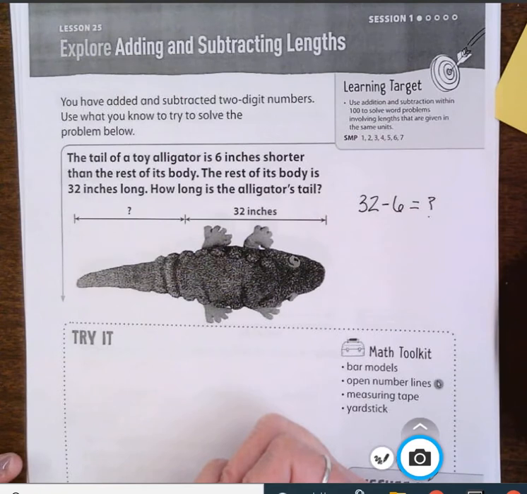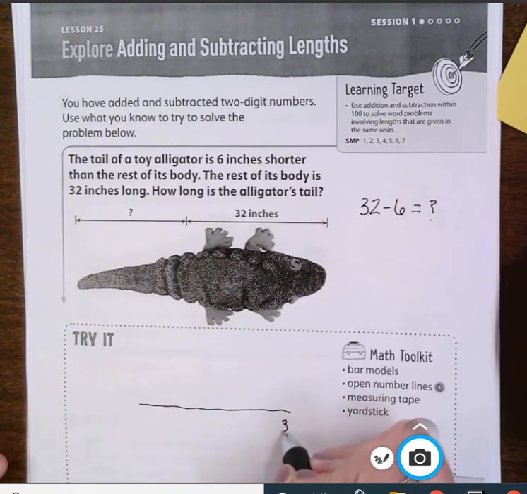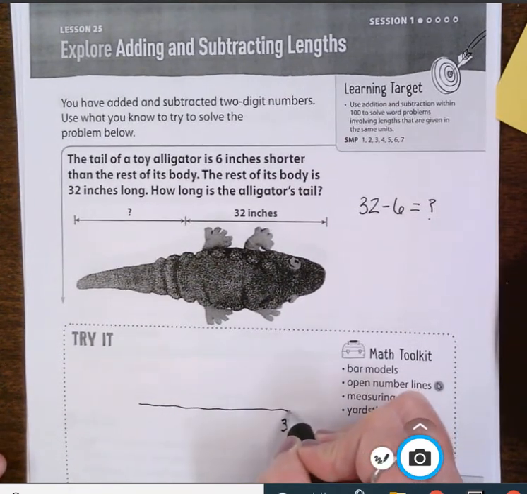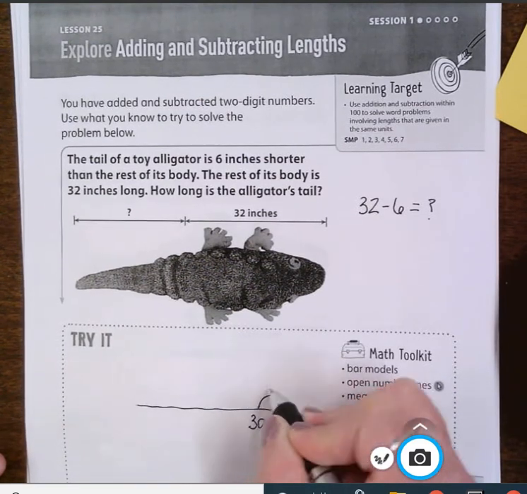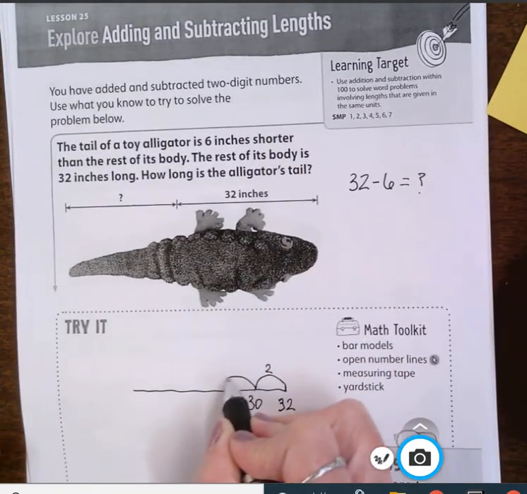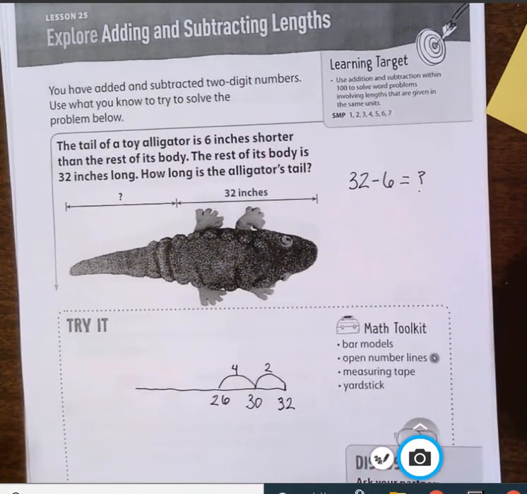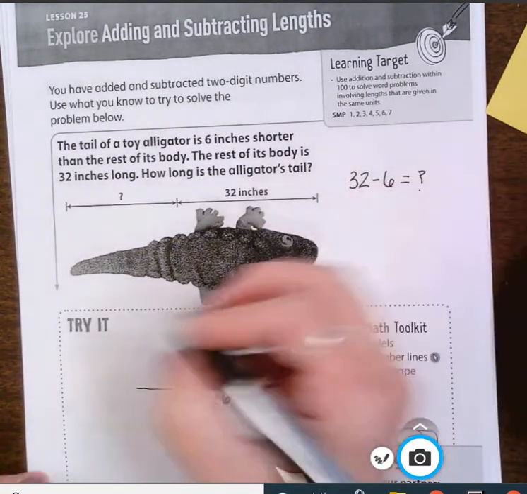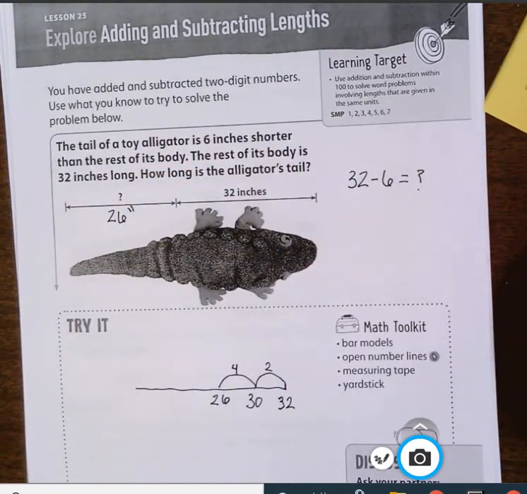32 minus 6. Well, we could do a number line. And if we go back 6, let's go back to 30. So that's 2 jumps, and then 4 more. So that'd be 26. So we know the answer is 26 inches.